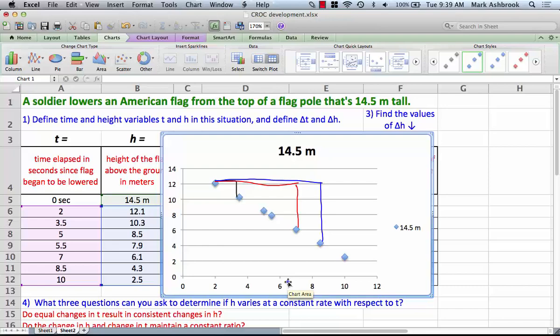Okay? So we've got black, red, and blue there. So what am I showing here? That the change in height would always be in the same ratio to its change in time. So the black ratio of change in height to change in time will be the same as the ratio of the red change in height to change in time. It will be the same ratio as the blue. To get the change in height, you could take the change in time and multiply by negative 1.2. Given any change in time, the change in height will be, in this case, negative 1.2 times that change in time.